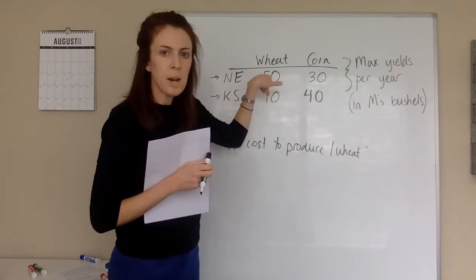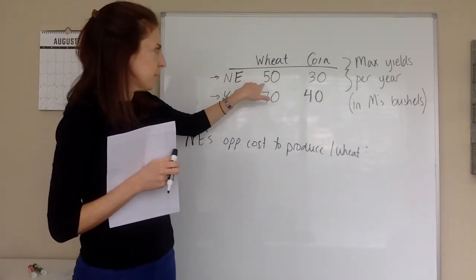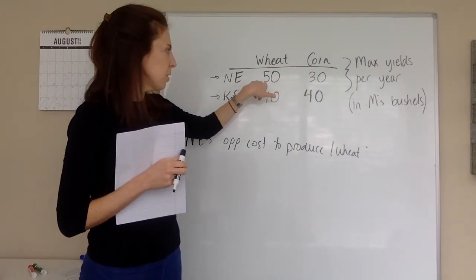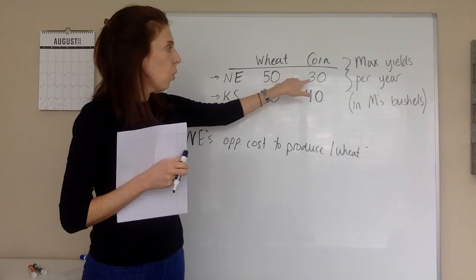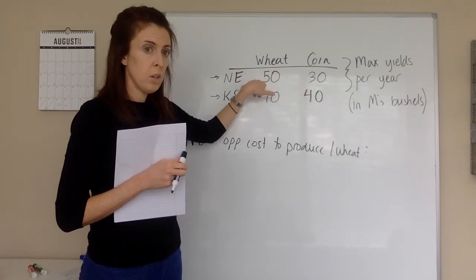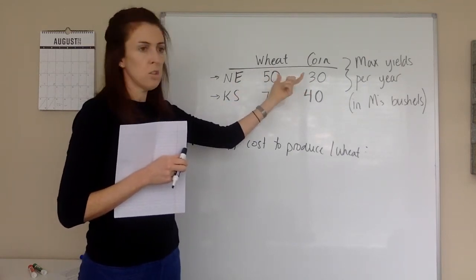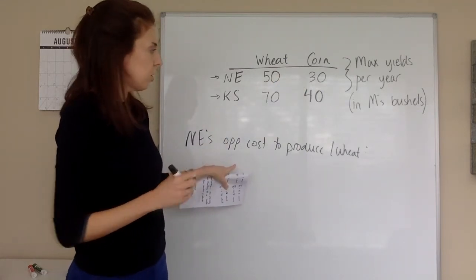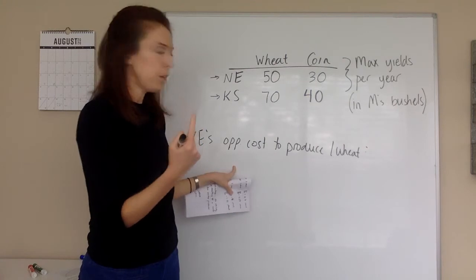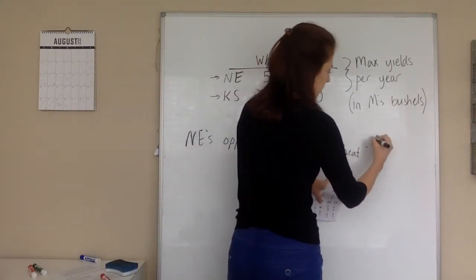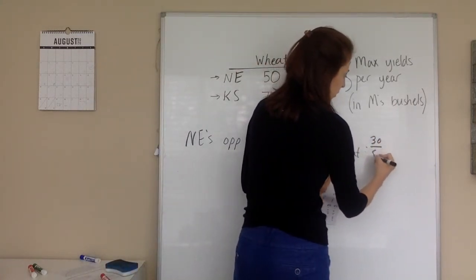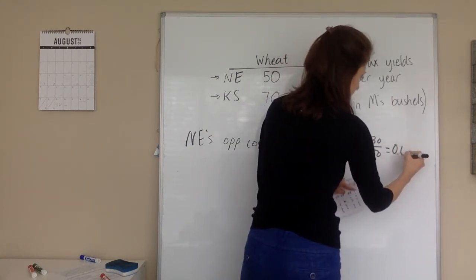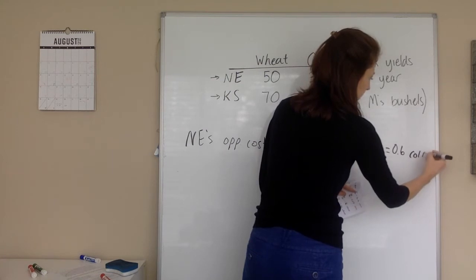So again, Nebraska is not able to simultaneously produce 50 units of wheat and 30 units of corn. It's either they produce this much wheat and no corn, or this much corn and no wheat. So this kind of gives us the trade-off ratio between the two. The trade-off ratio, in terms of how much they have to give up to make 1 unit of wheat, is going to be equivalent to 30 over 50, which is equal to 0.6 units of corn.